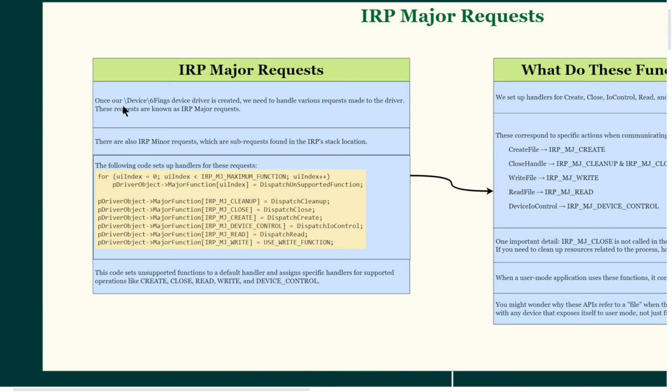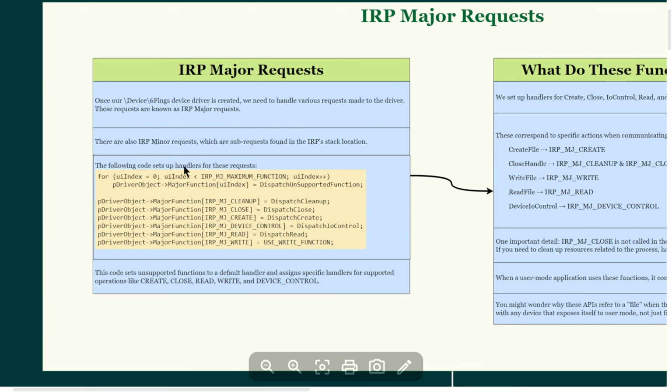Once our device driver is created, we need to handle various requests made to the driver. These requests are known as IRP major requests. There are also IRP minor requests, which are sub requests found in the IRP's stack location. We will study more about the IO request packet in an upcoming lesson. For now, we just have to know that the user mode application will be sending some IO to our driver, and the driver will be processing them and sending its data to the user mode. So back and forth communication will be there.